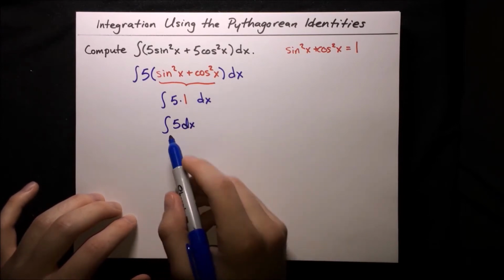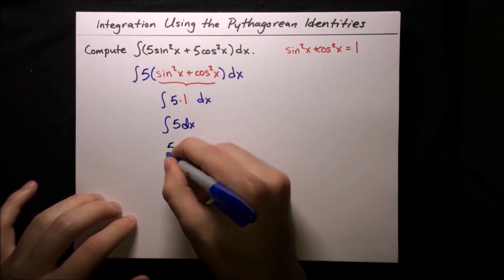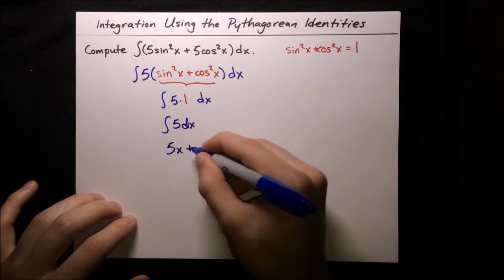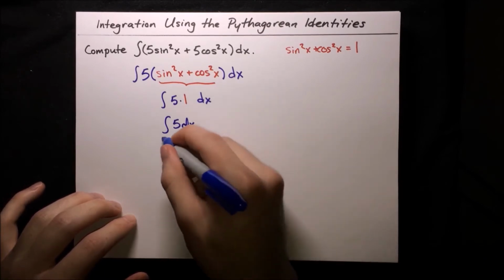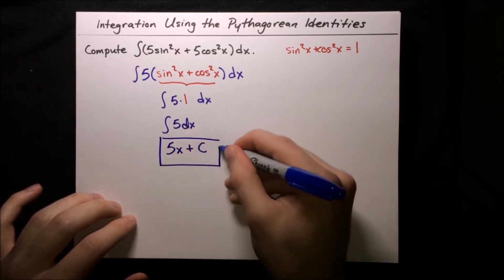And we know what the integral of 5 is. That's just going to be 5x. So 5x plus our constant of integration, and there we go. That's the result of our integral.